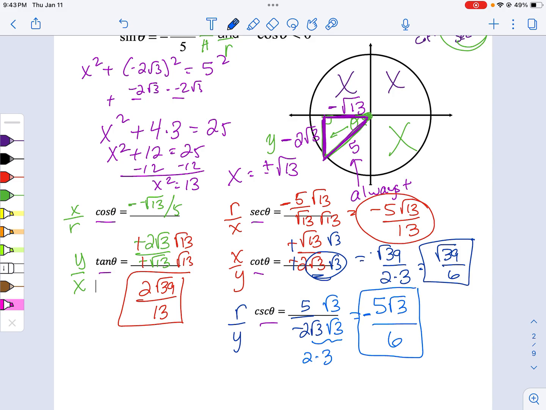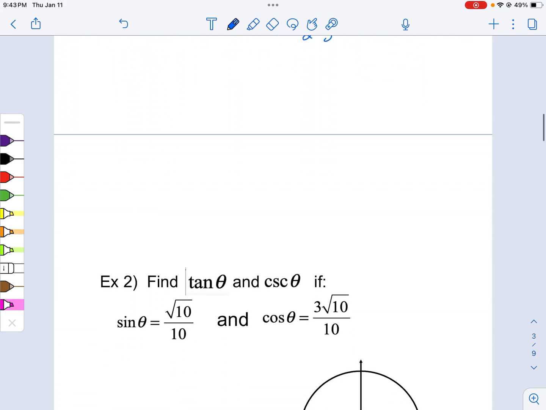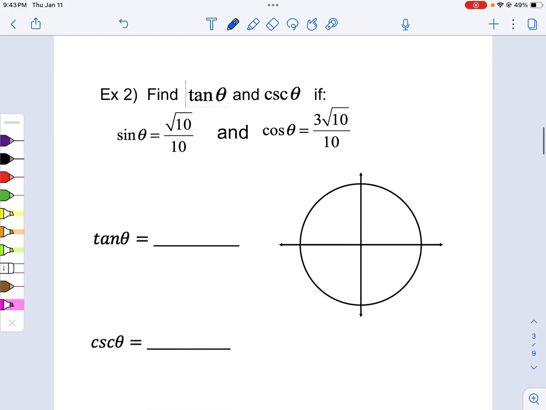So again, the only thing that should be positive down here in quadrant 3 is tangent and cotangent. And if you look, those two signs are positive, and everything else we found was negative. All right, so let's do the same thing here.